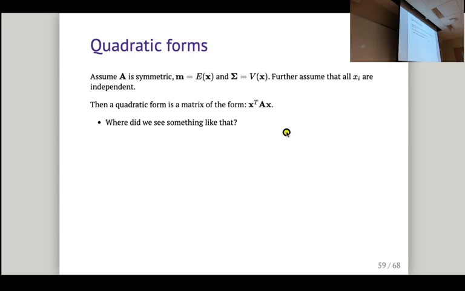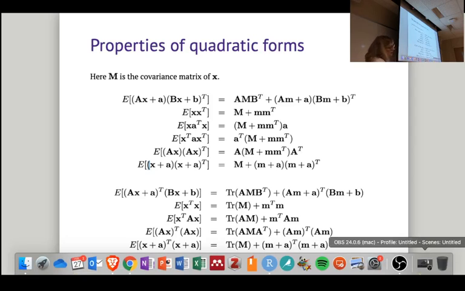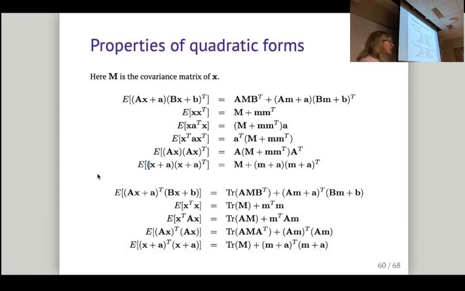Where did we see quadratic forms? Moore-Penrose has them. We think about positive definite matrices as being defined in terms of these quadratic forms, x transpose times A times x. There are expected values of quadratic forms that depend on things like the trace. There are expected values of a whole bunch of others.